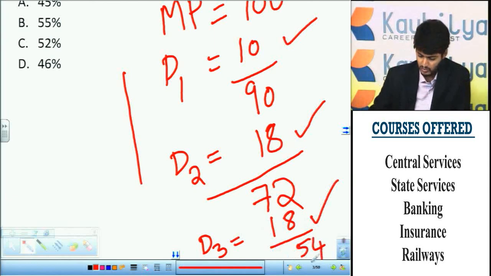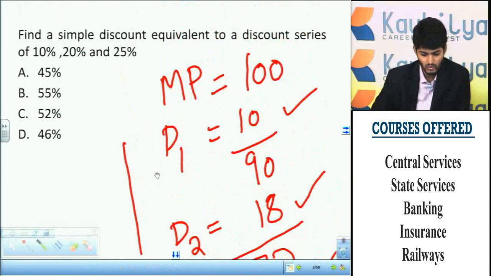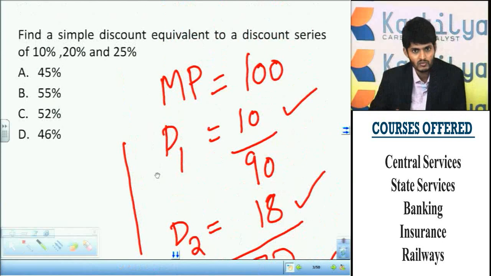So here in this problem, he is asking what your effective discount overall is. Since the item cost was around 100 rupees and you have sold it for around 54 rupees, the total discount that you have given in this transaction is 46 rupees.